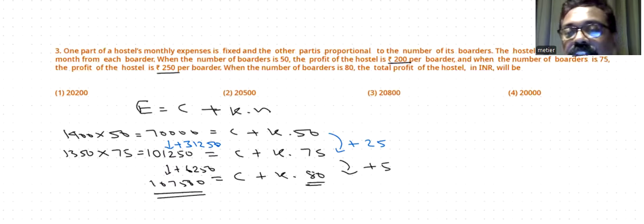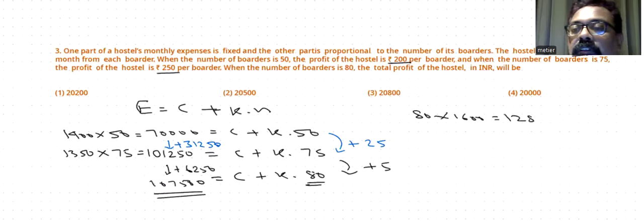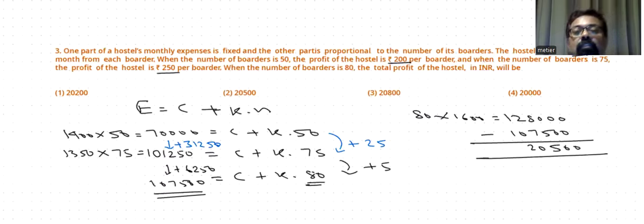For 80 boarders, collection will be 80 into 1600, which will be 128,000. And expenses are 107,500. So profit will be 20,500. If we follow the effect concept, there is no need to solve for C and K. Just go with the change in number of boarders, and accordingly the change in expenses. Effect in expenses, change in number of boarders. Good. Next, number 4.